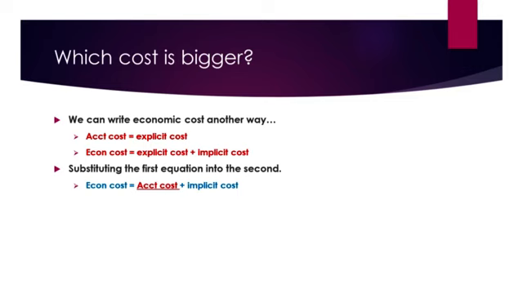And do you see what I've done? I've taken this first equation for accounting cost and I've plugged it in right there. So economic cost equals accounting cost plus implicit cost. All I've done is substituted in for the explicit cost because I know that's going to be equal to accounting cost. So this really makes it transparent. Economic cost starts with accounting cost and then it adds in the implicit or opportunity cost. So isn't it clear then that economic cost has to be bigger than the accounting cost?